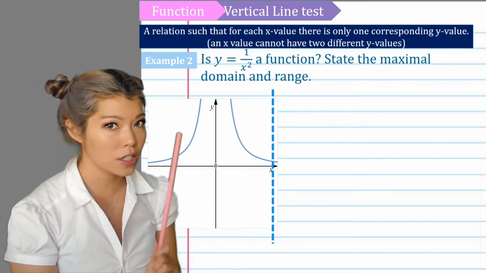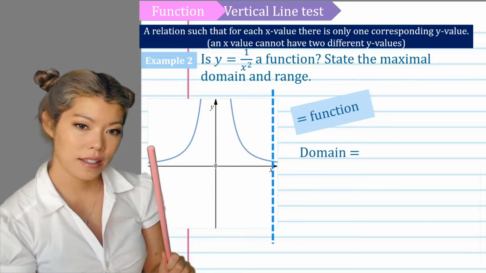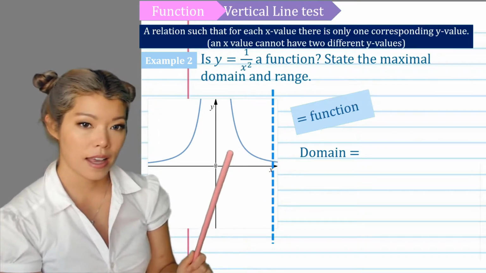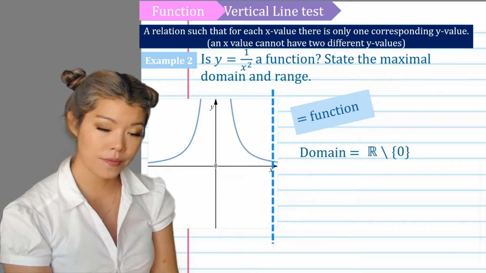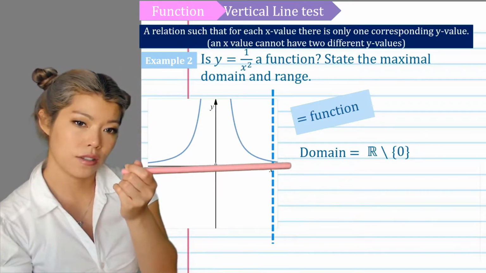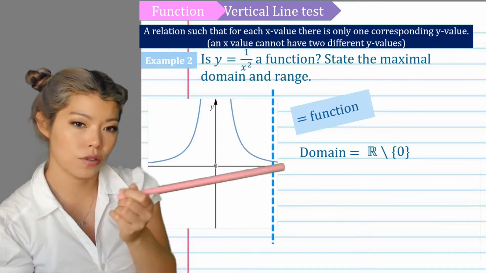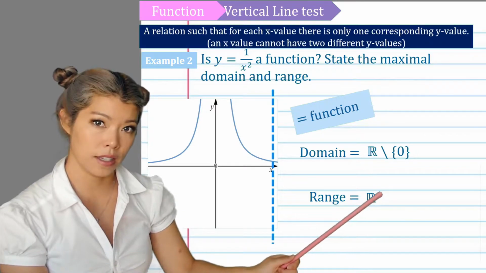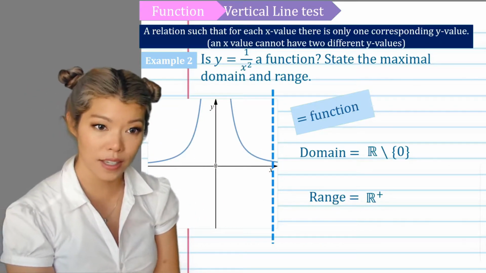It passed the vertical line test. So yes, it is a function. And the domain is from negative infinity to positive infinity. Remember, domain is x, and it's never touching 0, so everything except for 0. And our range is more than 0 upwards. So not 0 though. So round bracket for 0 and to positive infinity. Or you can just write R plus, because R plus does not include 0.